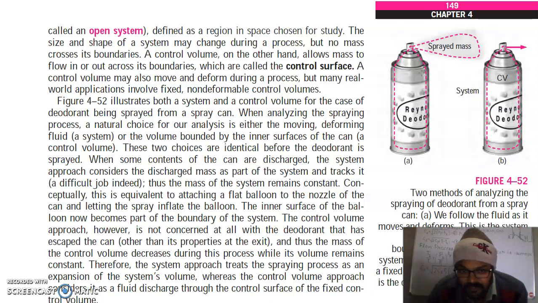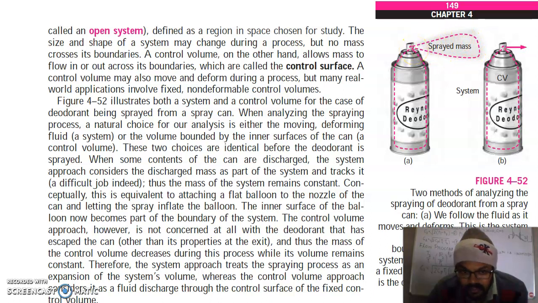When some contents of the can are discharged, the system approach considers the discharged mass as a part of the system and tracks it, which is a difficult job. Thus the mass of the system remains constant. Conceptually, this is equivalent to attaching a flat balloon to the nozzle of the can and letting the spray inflate the balloon. It means if you attach a balloon here, the mass will go into the balloon. So the inner surface of the balloon now becomes part of the boundary.